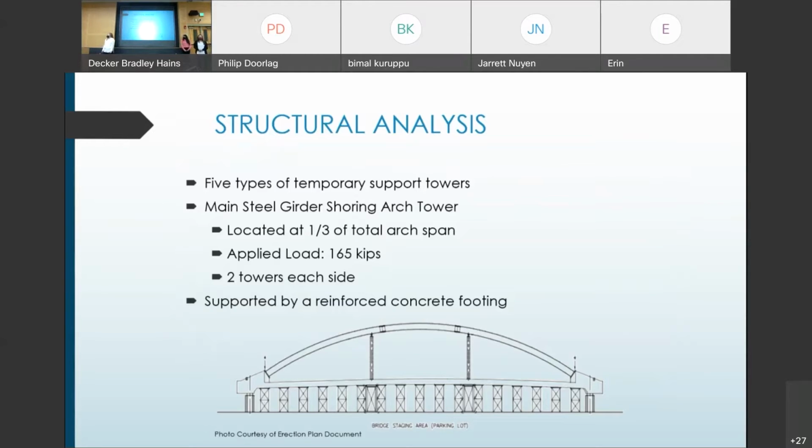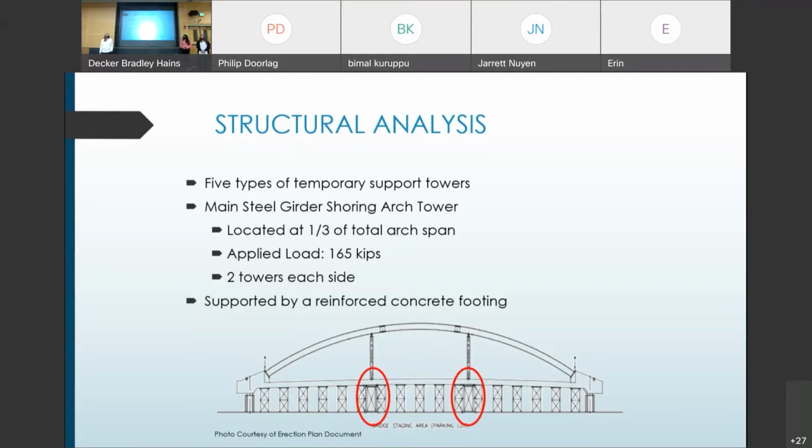We decided to design the main steel girder joining arch tower. It is located at 1/3 of the total arch distance of the bridge. We chose to design this tower because the arch is constructed in 3 different sections. The base construction means that our tower must support the maximum loading for construction. We determined this critical level to be 165 kips. 2 of these towers will be on each side of the bridge, so there will be 4 in total. Underneath these towers, a reinforced concrete footing is also constructed.